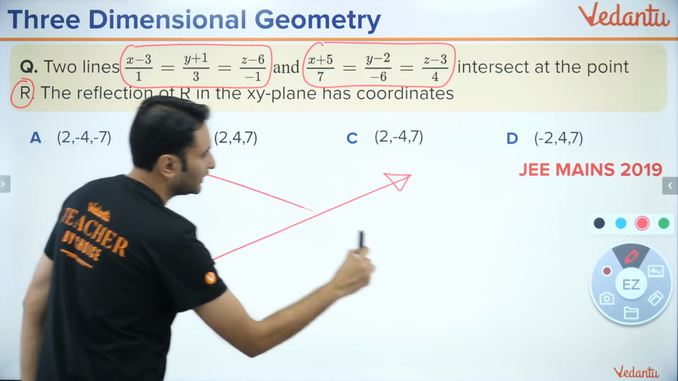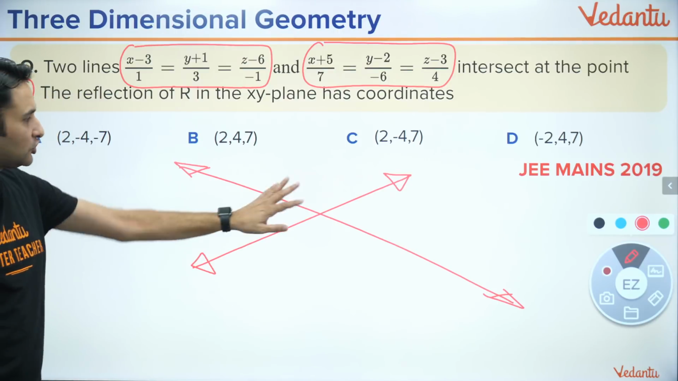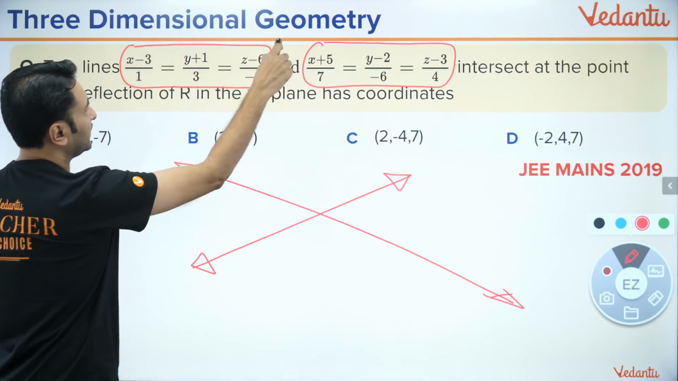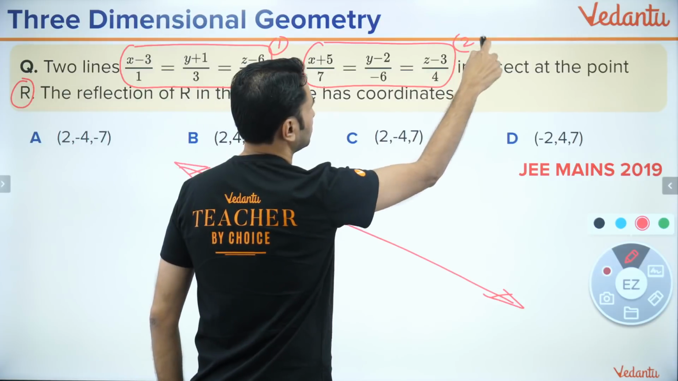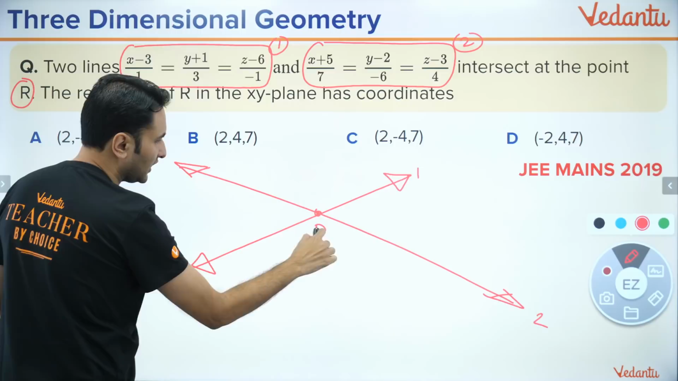Line 1 and say this is line 2. This is my second line. ठीक है? So what is the line 1? Line 1 is this. So this is the line 1 and this is the line 2. ठीक है ना? One line, second line. The point of intersection is R.